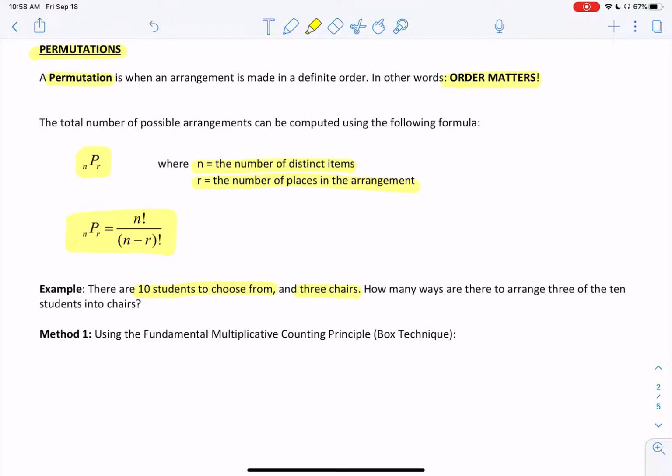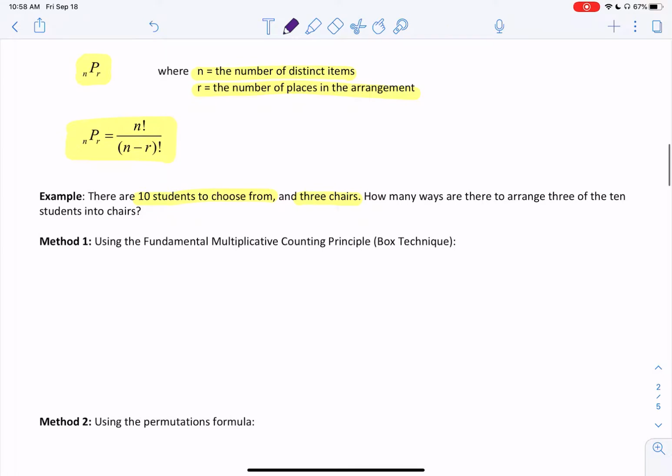How many ways are there to arrange the 10 people into the 3 chairs? So let's start by using the fundamental multiplicative counting principle, basically doing it by hand instead of using the formula. So we'll start by drawing our 3 chairs, chair 1, chair 2, chair 3, and there are 10 students total.